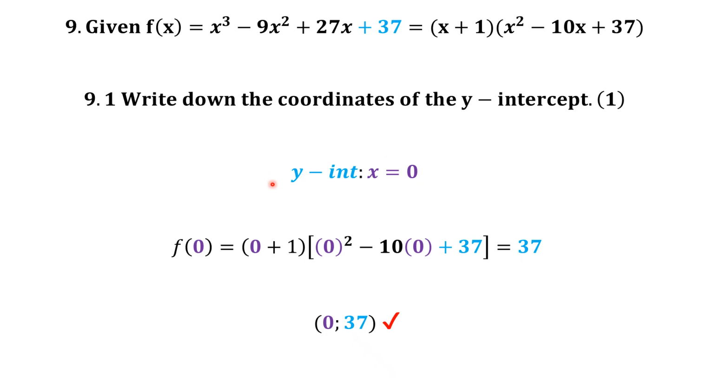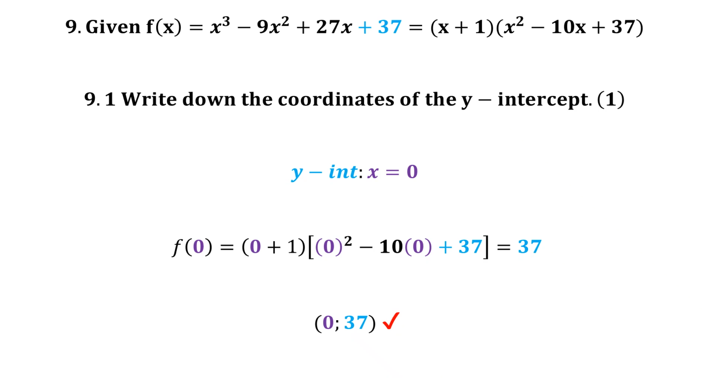So for my y-intercept, x equals 0. So wherever I see x, I'm going to place 0. 0 squared minus 10 times 0. So I have 1 times 37, which gives me 37. So my y-intercept is 0 and 37. By now, I assume all of you know how to get this 1 mark. If you've been watching this video, you should know how to score this 1 mark.